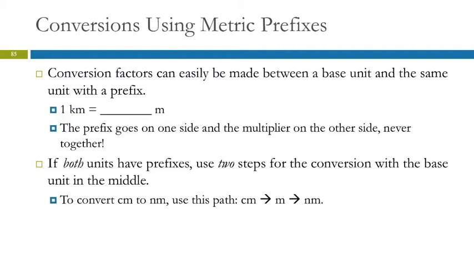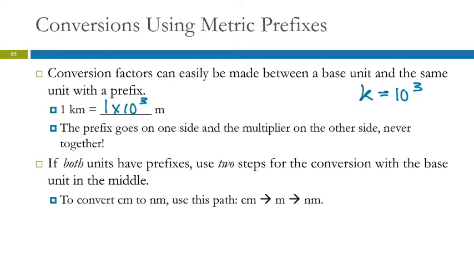What does kilo mean? Well, you look it up in the chart if you haven't memorized it yet. Kilo means 10 to the 3. So 1 kilometer is 1 times 10 to the 3rd meters. I write 10 to the 3rd instead of the prefix. You never put the prefix and the multiplier, the 10 to the something, together.